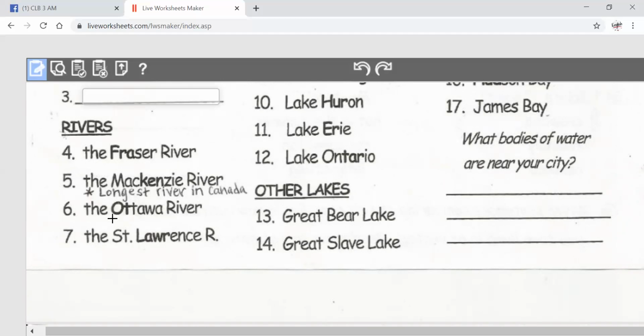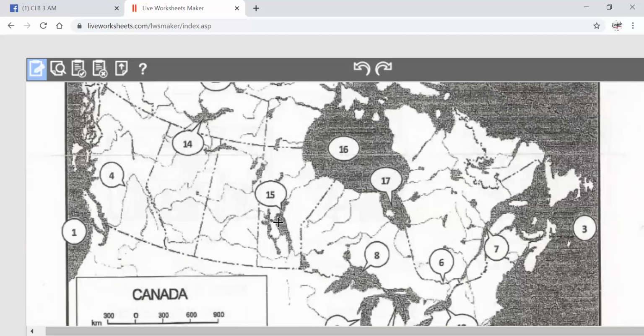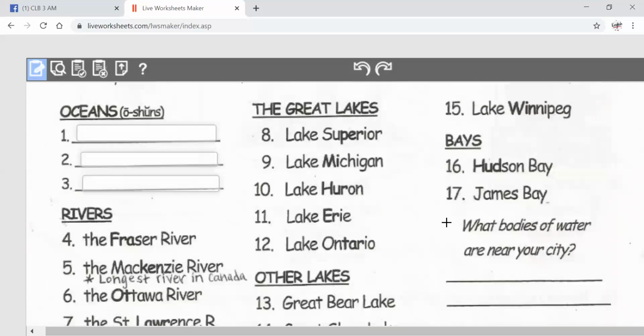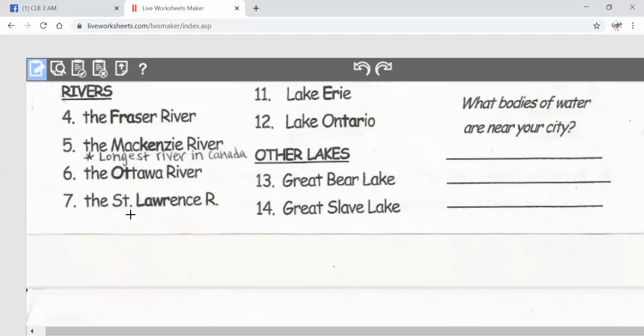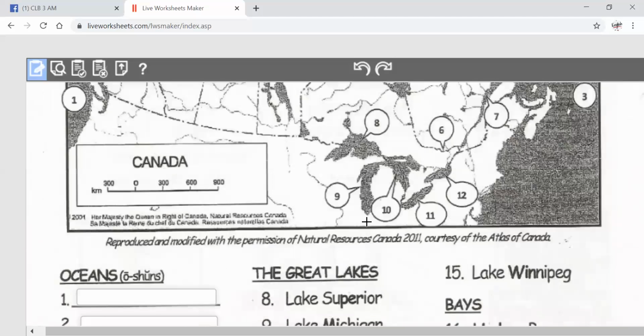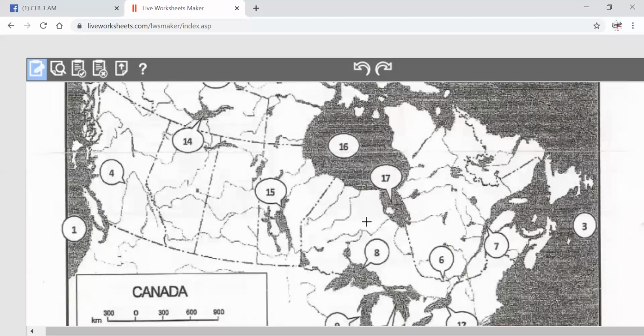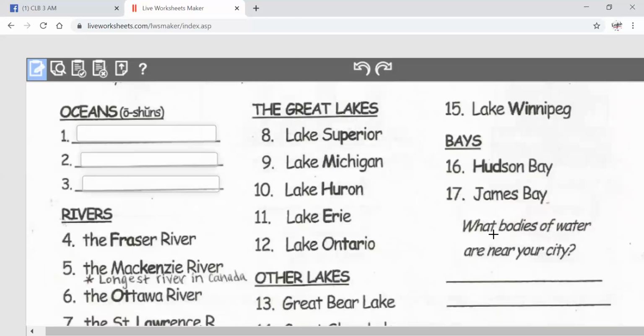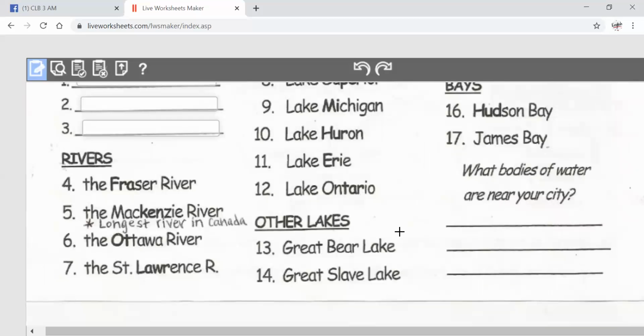Number 6, the Ottawa River. Let's look at Ottawa River over here. Why is it named Ottawa River? Because it's near Ottawa. And number 7, the St. Lawrence River. Let's look at St. Lawrence River over here, okay? So these are some important rivers and their names.